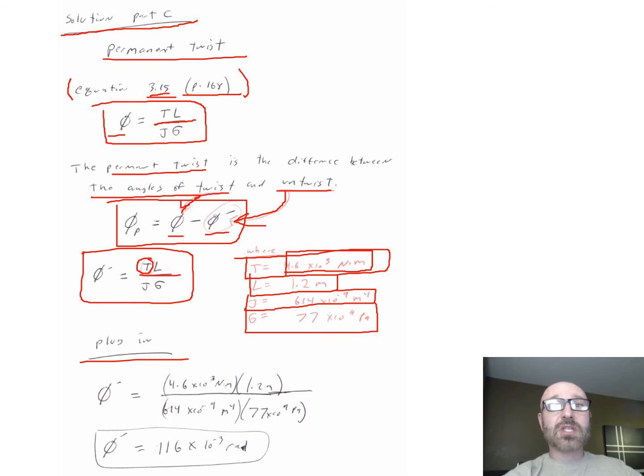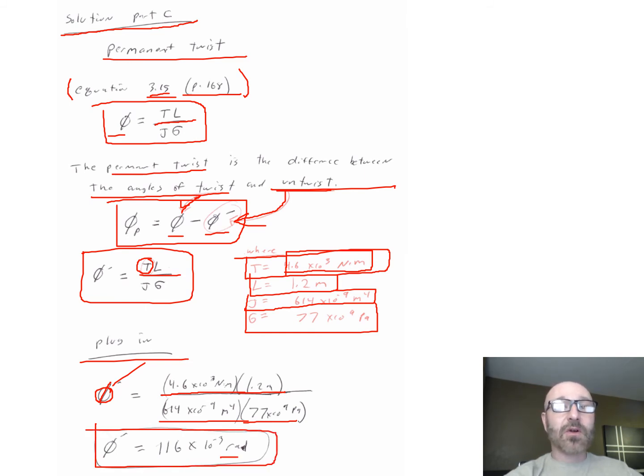Plugging in those values, our angle of untwist, phi prime, is equal to 4.6 times 10 to the third newton meters times a length of 1.2 meters, divided by our polar moment of inertia and our modulus of rigidity. Plugging in those values, we end up with phi prime equal to 116 times 10 to the negative third, again in units of radians. Double check your unit analysis and make sure you do everything right. Newtons, meters, nothing is in millimeters. That's in pascals, not gigapascals. That's in newtons, not kilonewtons. Okay, everything checks, and I do end up with radians at the end. It's a great double check with that unit analysis.